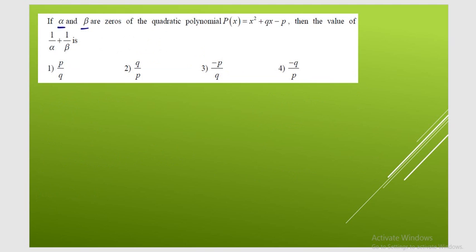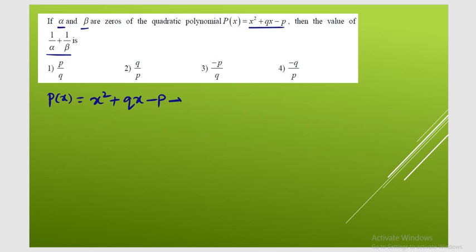If alpha comma beta are the zeros of this particular quadratic polynomial, then the value of 1 by alpha plus 1 by beta is. So he is asking you to find the sum of reciprocals of the zeros. First of all, write down the given quadratic polynomial: x square plus qx minus p.